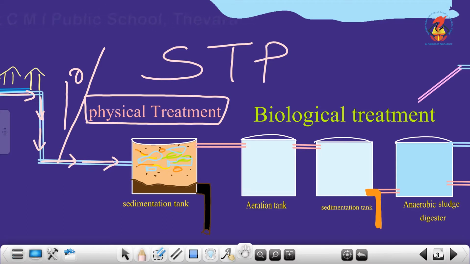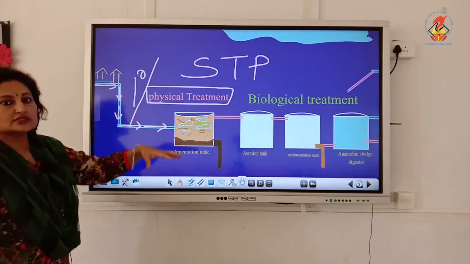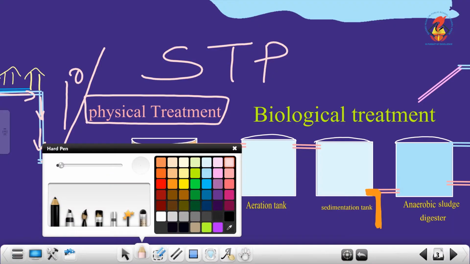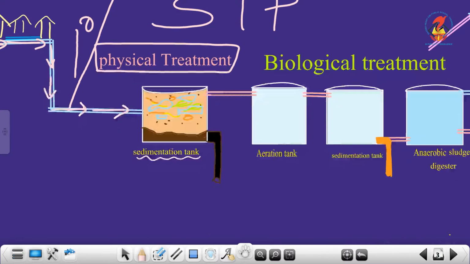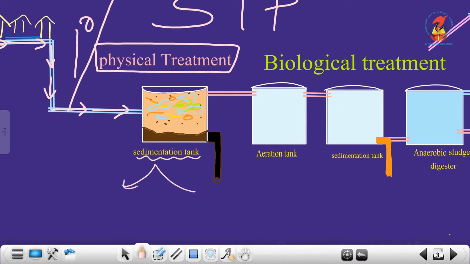In the primary or physical treatment, the water collected from the households is collected in a very huge tank, and this tank is known as the sedimentation tank. Now what happens in this physical treatment? There are two stages for this treatment. One stage is sequential filtration and the other step is sedimentation.